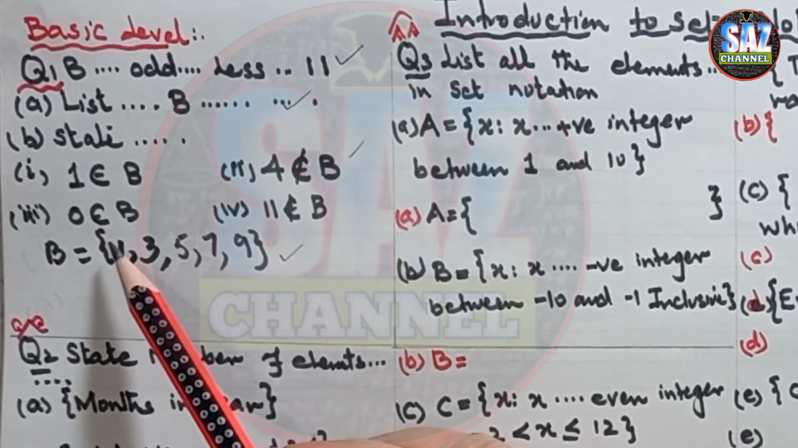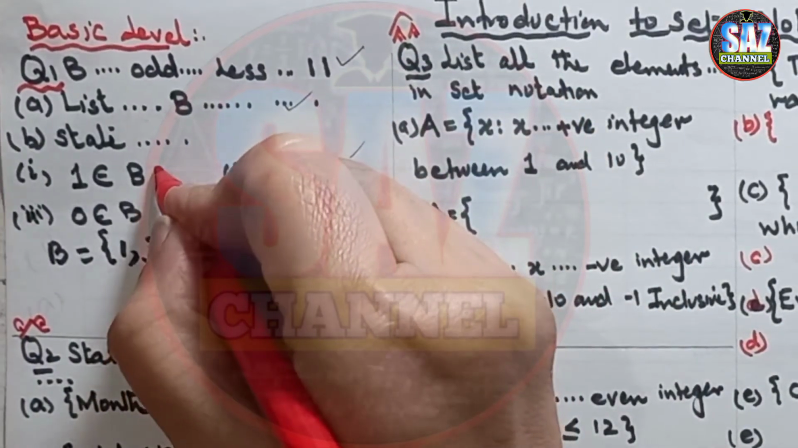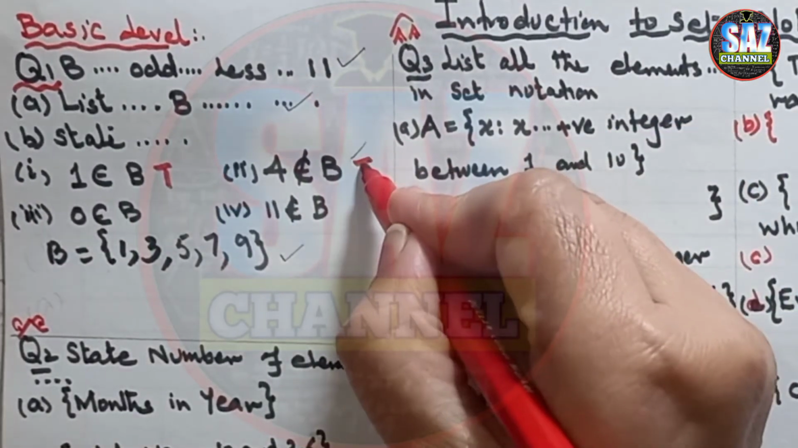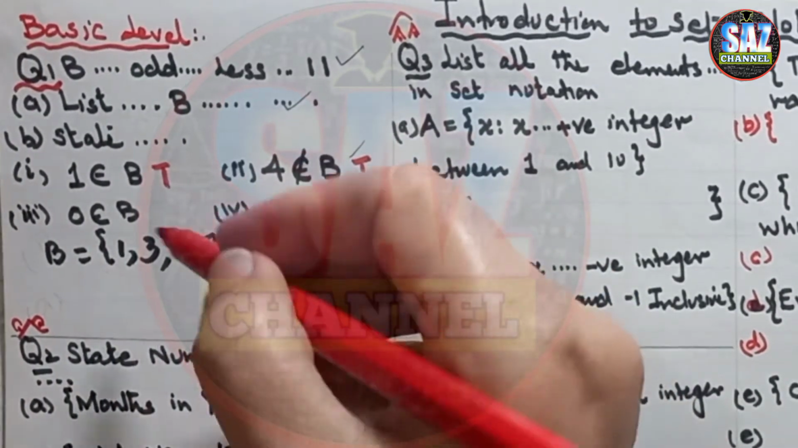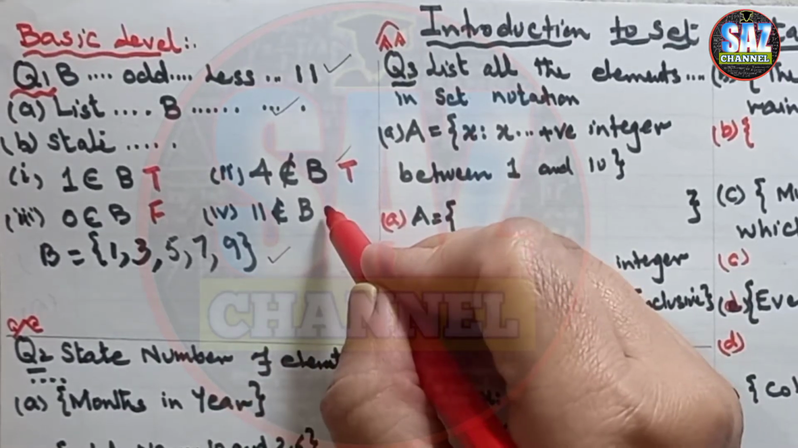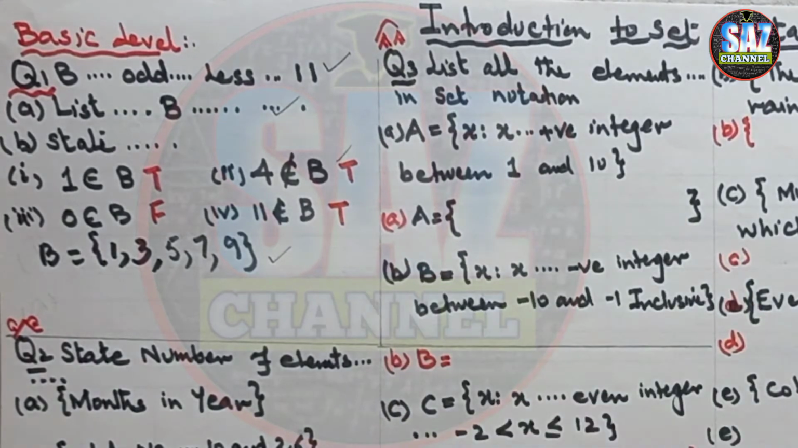If we look at 1 belongs to this set, so it is true. Okay, so I have to write true. Then 4 does not belong to B. Yes, 4 is an even number and B is the set of odd numbers. It is true, so I will write T here. Then 0 belongs to B. So 0 is not a member of this set, so this statement is false. And coming to 11 does not belong to B. Yes, 11 does not belong to B, and it is true. I hope you are clear about this question, and let's move to question number 2.